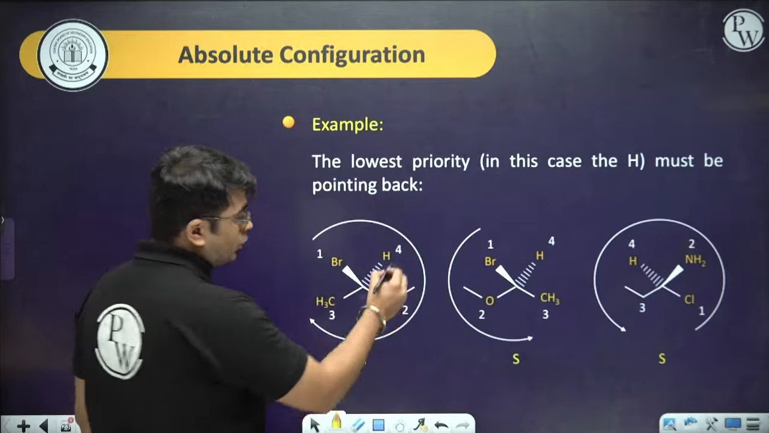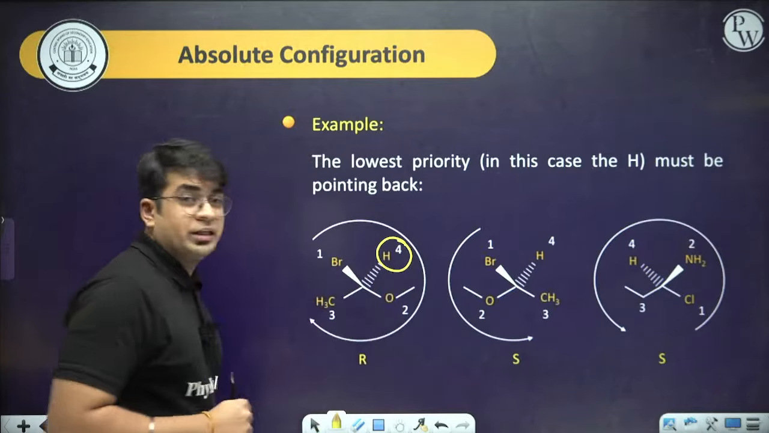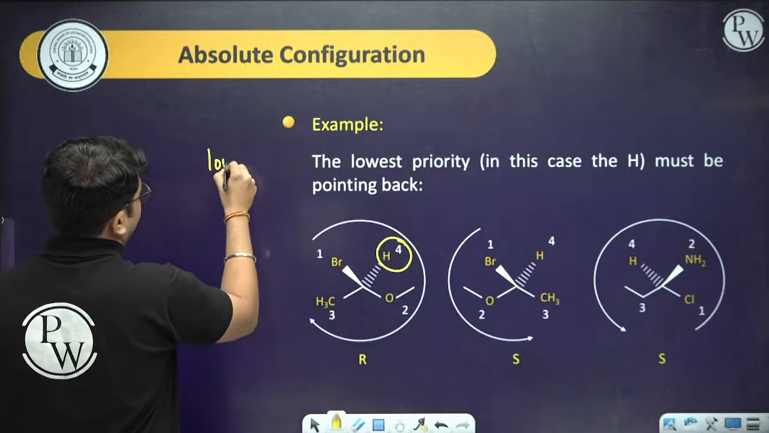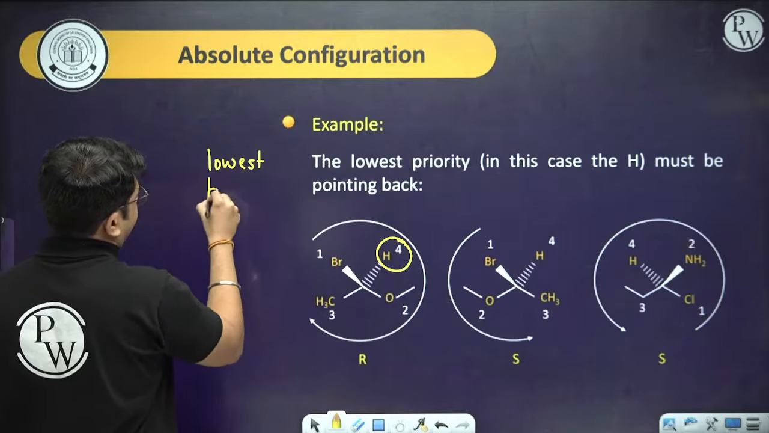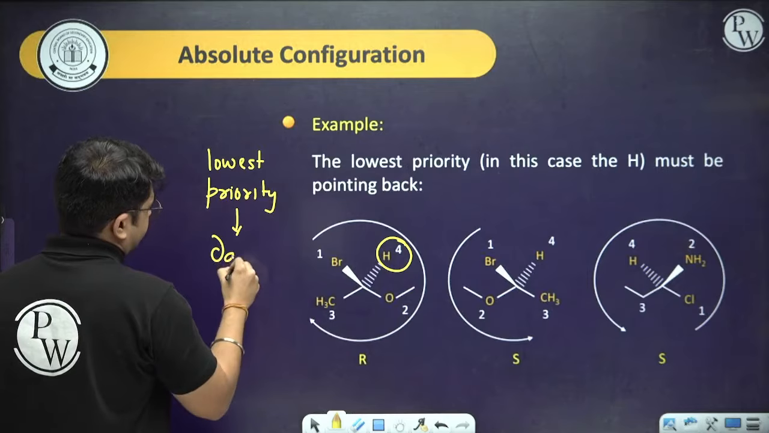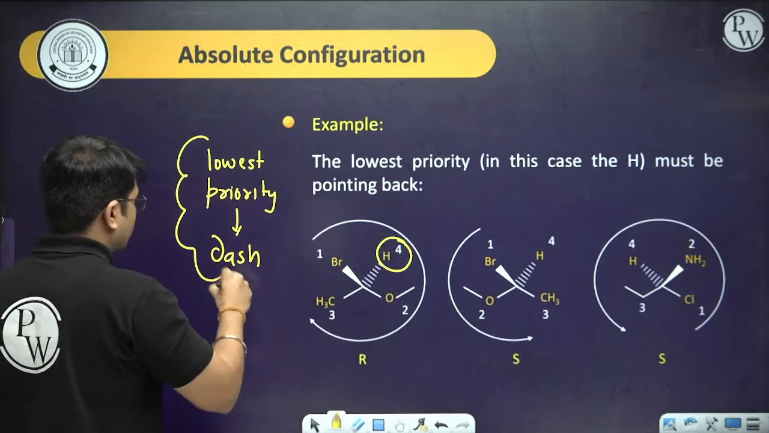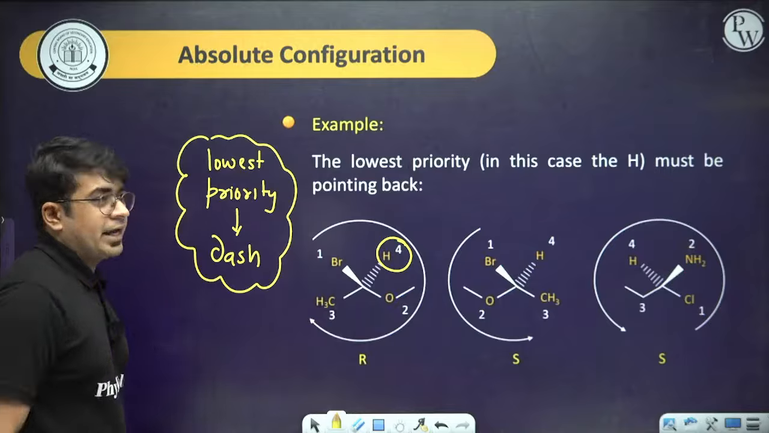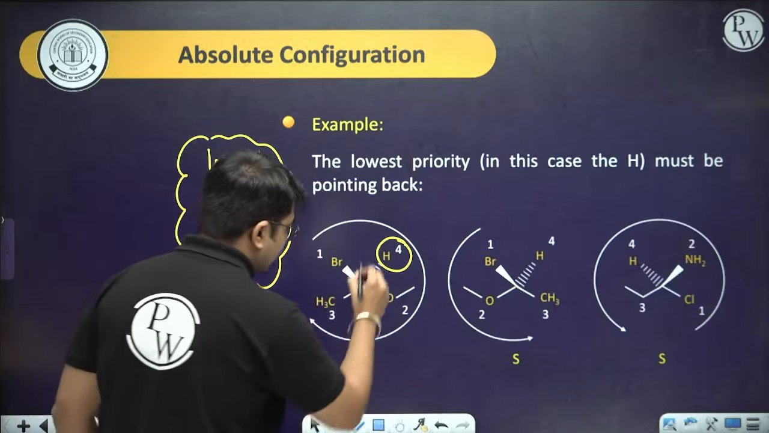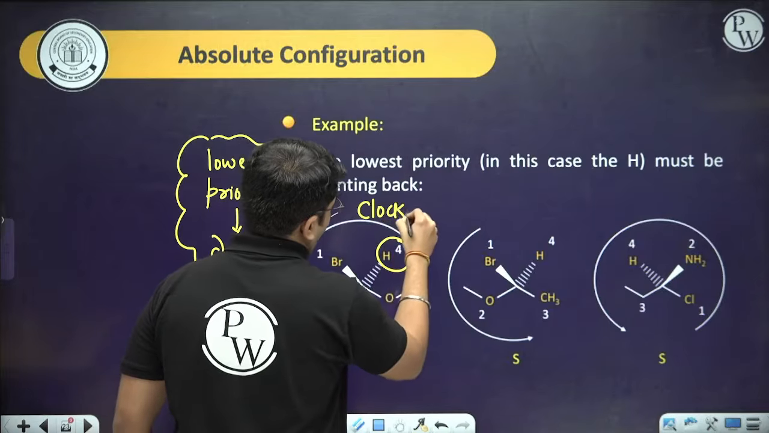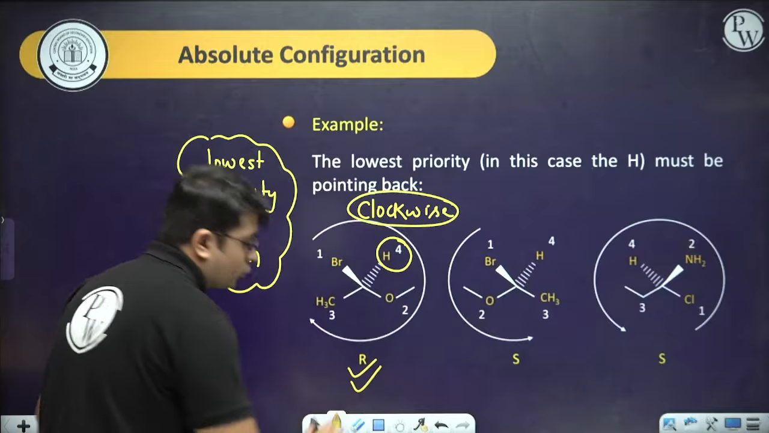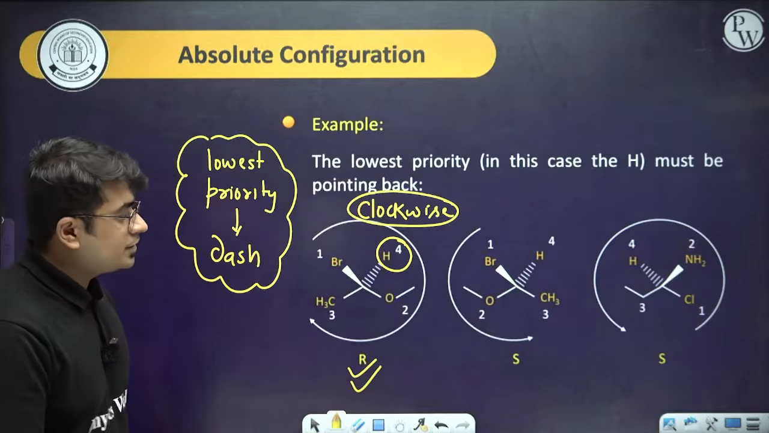Now you can see that the lowest priority group is already present on the dash side, which is a good thing. So you need to make sure that you have the lowest priority group on the dash projection. Now if you see 1, then 2, then 3, it is clockwise rotation. And clockwise rotation means we are talking about the R configuration. I hope this part is clear.